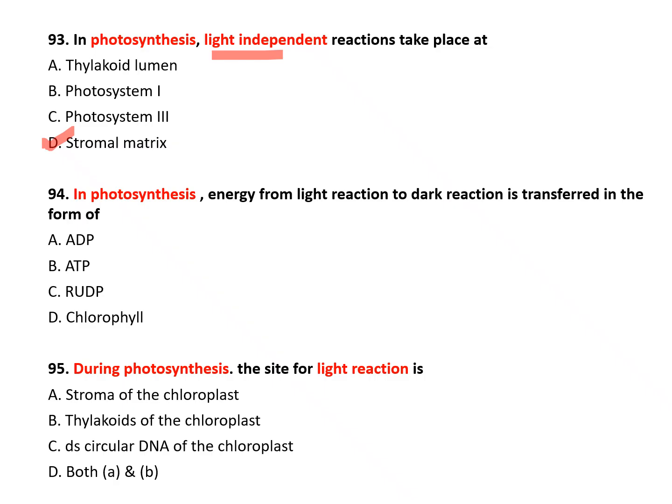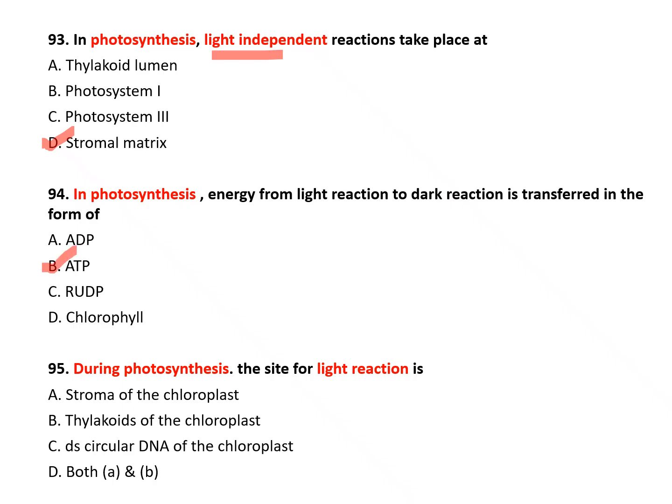The next question, number 94. In photosynthesis, energy from the light reaction to the dark reaction is transferred in the form of option A, ADP, option B, ATP, option C, RuBP, option D, chlorophyll. The correct answer is option B, ATP.